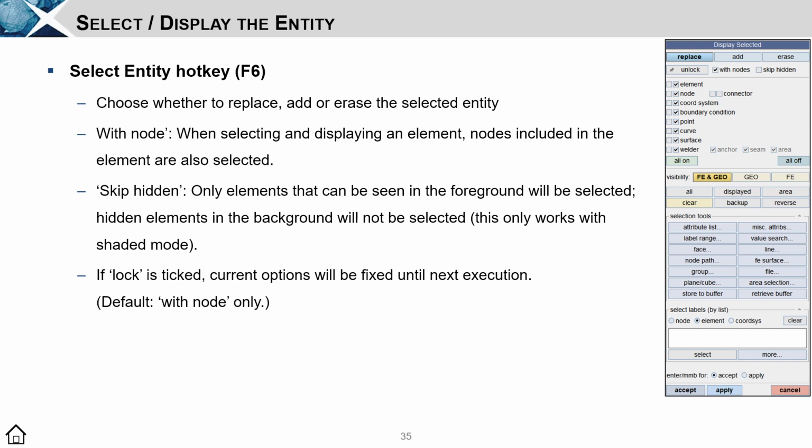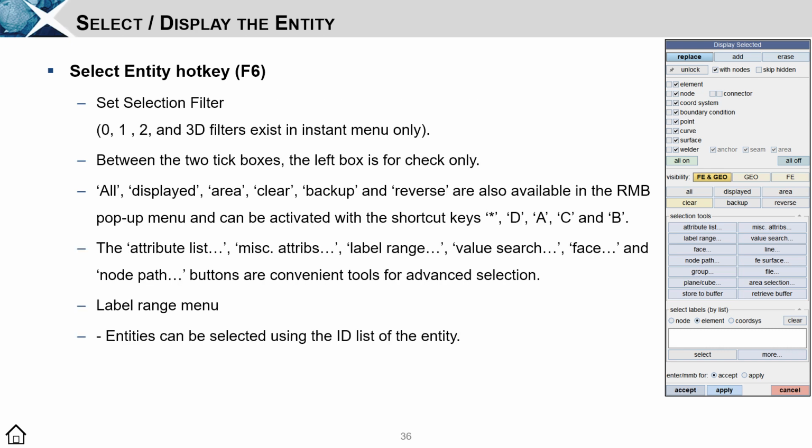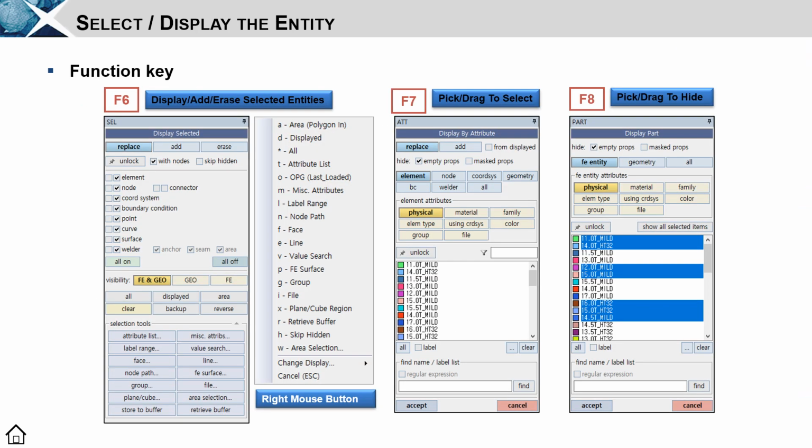If you want to leave some entities on the screen, select the entities and press Enter. There are Select Entity options, and there are various selection options. If you want to find using Entity ID, you can use this. I'll explain the options in detail later.